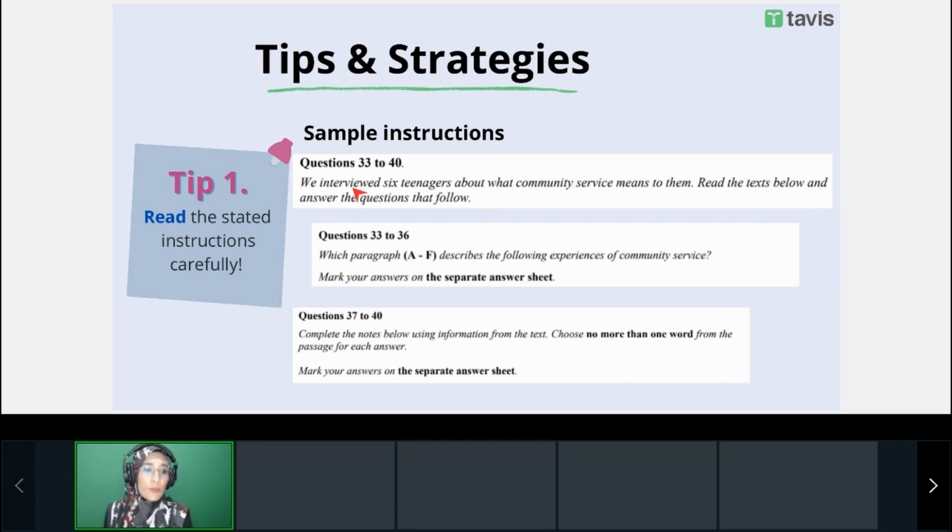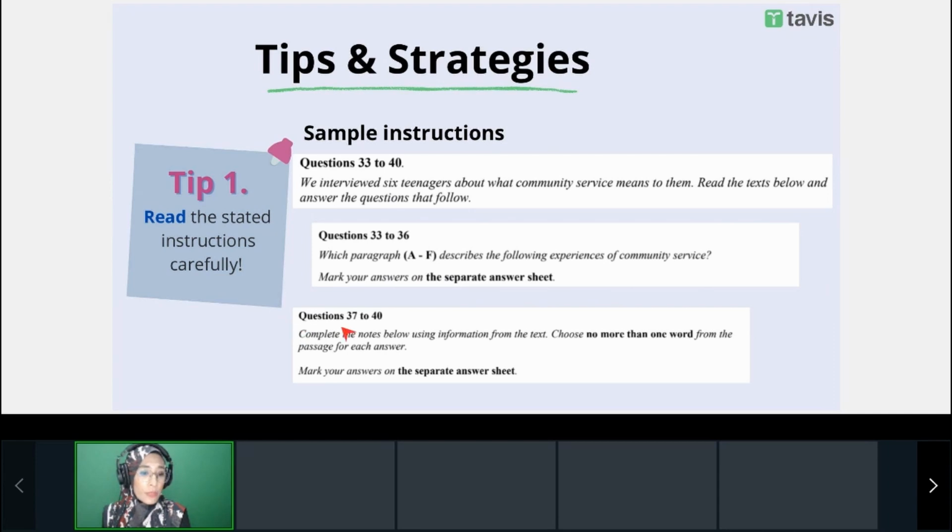For this part, we interviewed 6 teenagers about what community service means to them. Read the text below and answer the questions that follow. And you will be given another instruction for questions 33 to 36. For this part, you are going to identify which paragraph from A to F describes the following experiences of community service. You got to mark your answers on the separate answer sheet given.